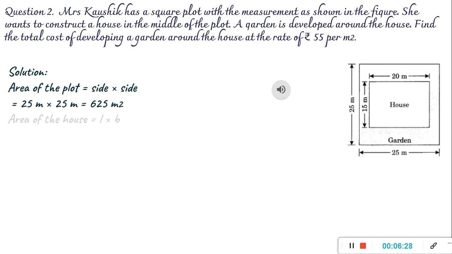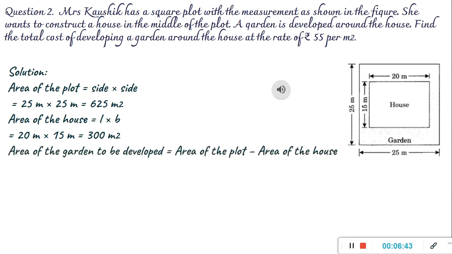Now area of the house, that is in rectangular form. So length into breadth, 20 into 15, that is equal to 300 meter square. Now we want to find the area of the garden to be developed. That is equal to area of the plot minus area of the house. So that is 625 minus 300, that is equal to 325 meters square.